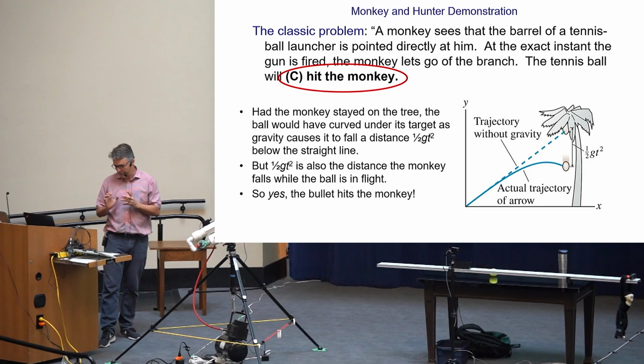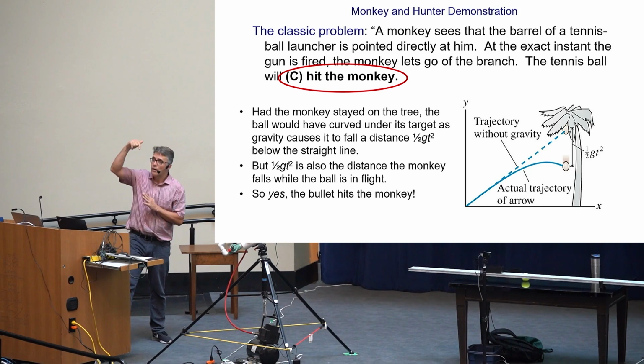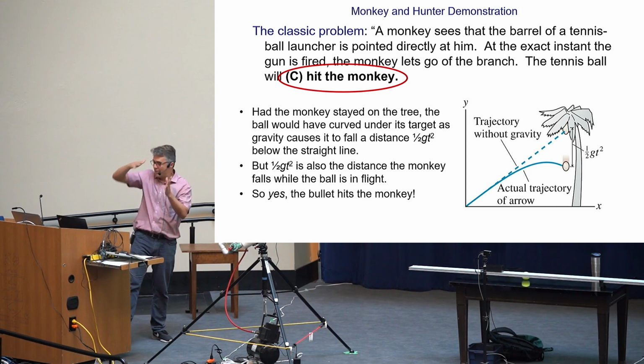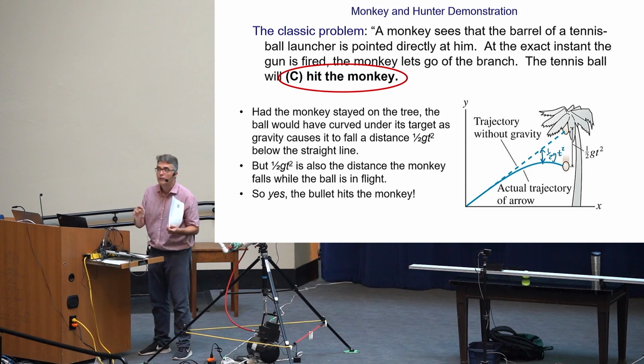here is that had the monkey stayed on the tree, then the ball curves under the target because after the ball is launched, the y component of its motion is going to be negative 9.8 meters per second squared. And that is going to give you a distance between the trajectory without gravity and the actual trajectory of 1/2 gt squared.